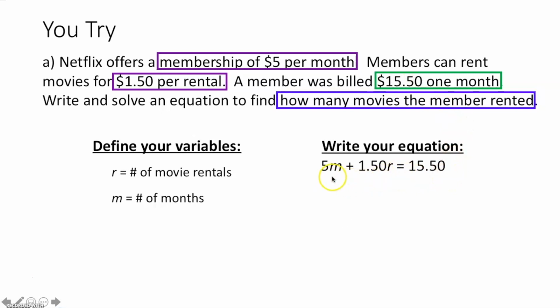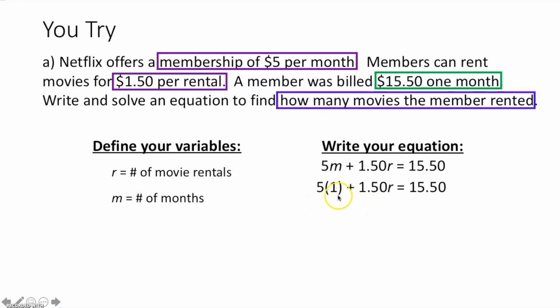Now we have two variables. There's got to be something we can plug in for one of these variables. Well, look at this. $15.50 one month. So he was billed $15.50 one month. That means we can plug in 1 for the number of months. Now we just have one variable, so we can simplify, move, solve.